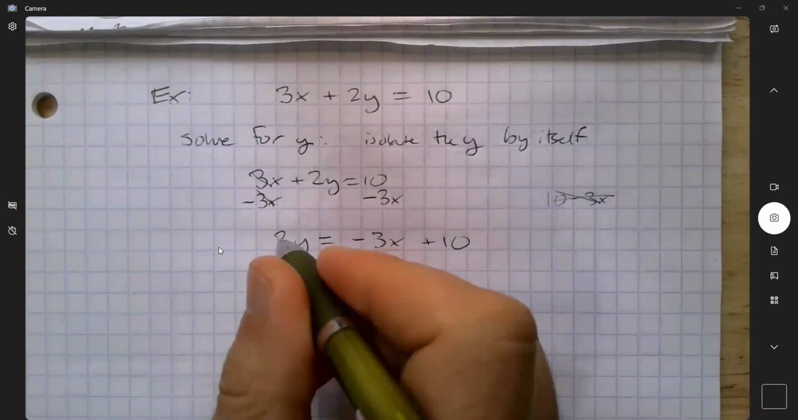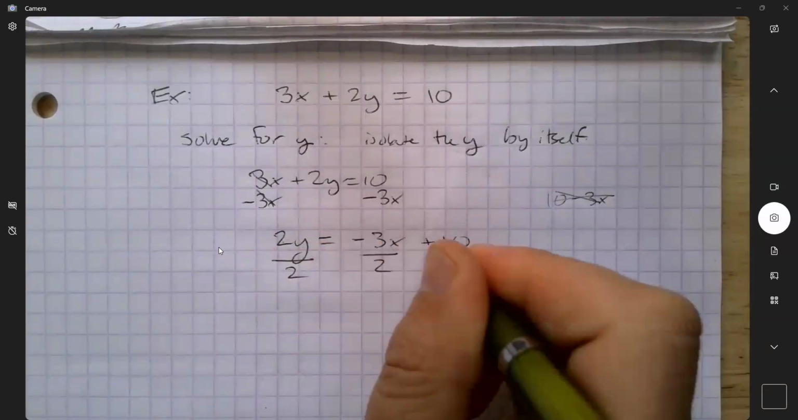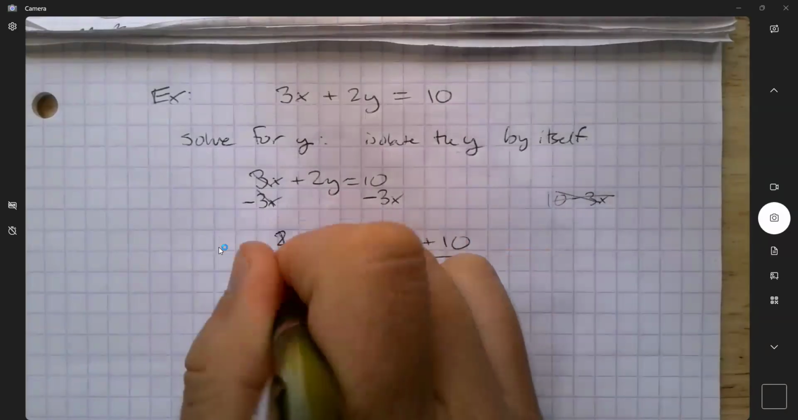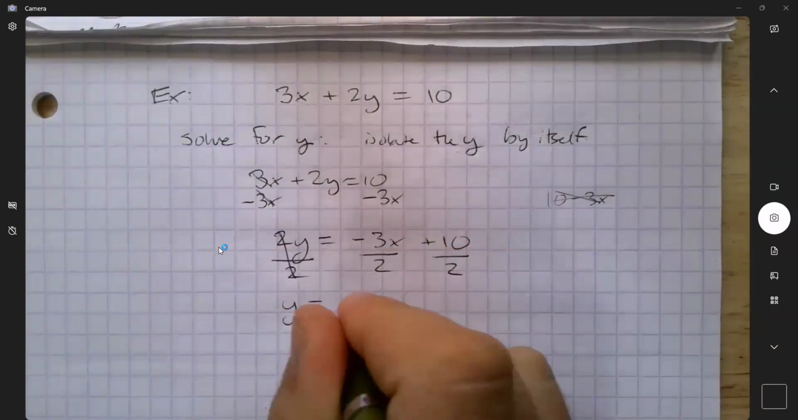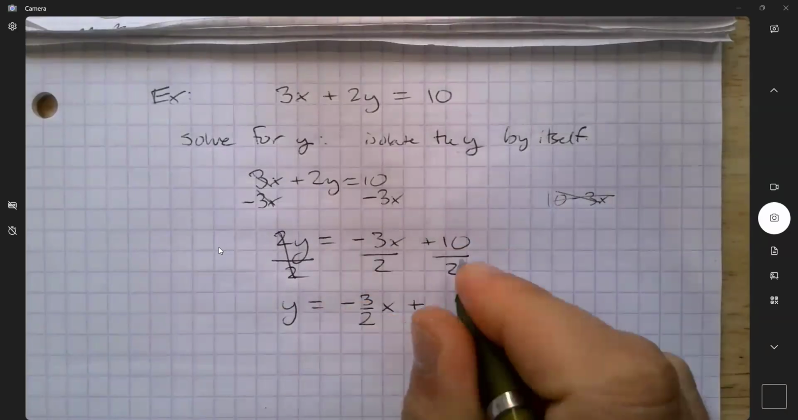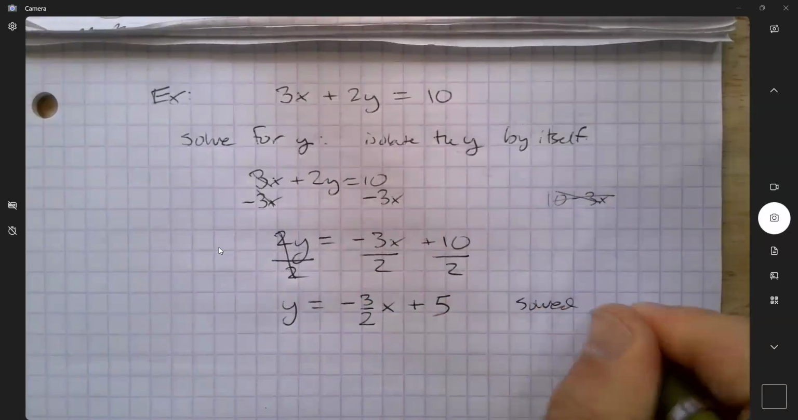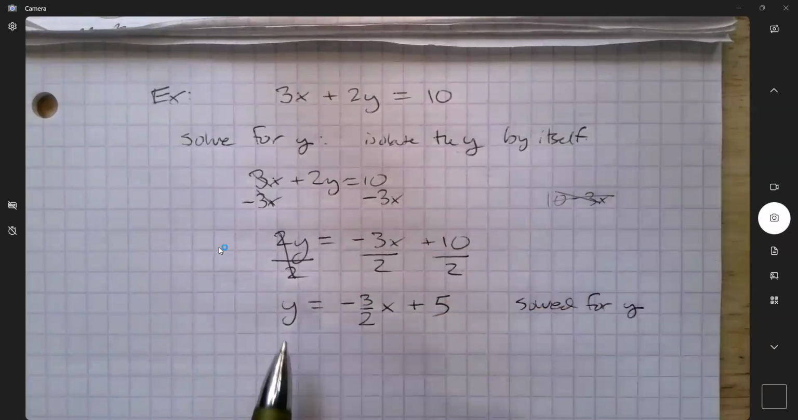And now the y is by itself, but it's still got a multiplication. So to fix that, I'm going to divide by the 2, which cancels, and I end up with y equals negative 3 halves times x plus 10 over 2, which is 5. And I have solved for y.